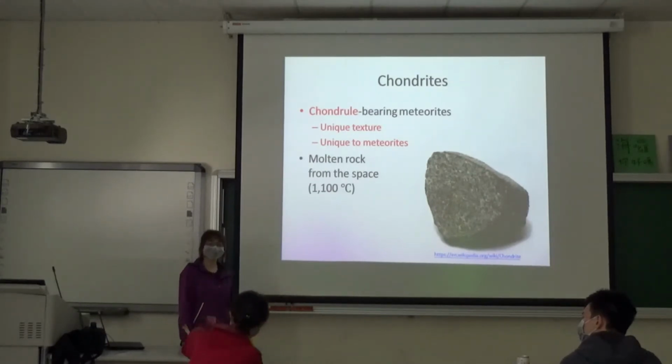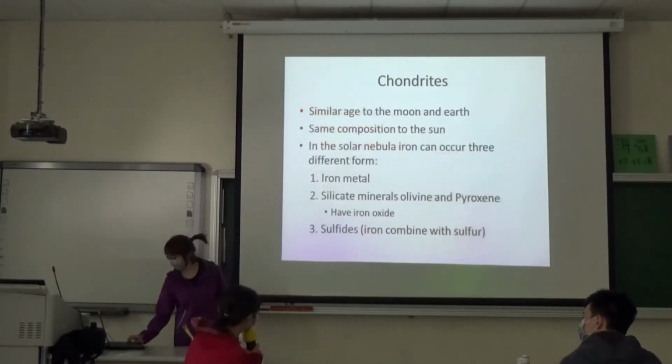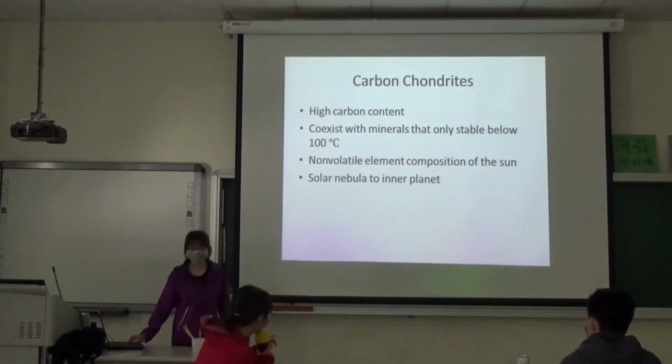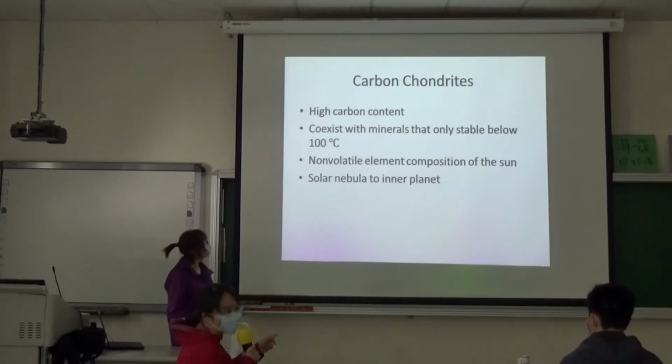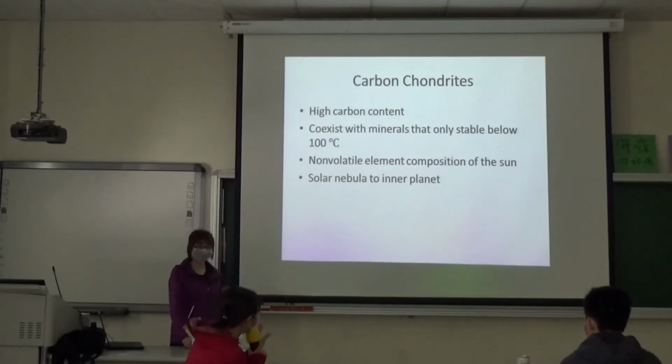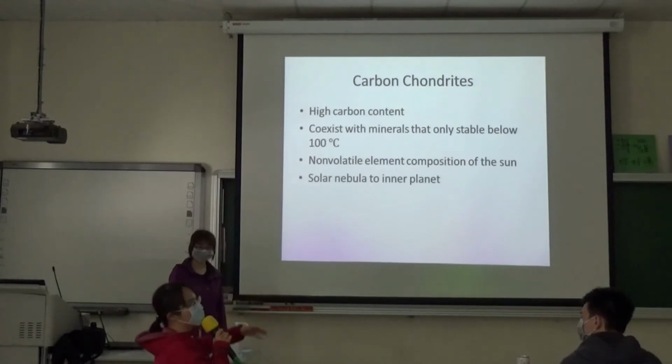But the carbonaceous chondrite, can you go to the carbonaceous chondrite? They have minerals that are stable at low temperature, so they were formed, or accumulated material, also at the low temperature zone of the solar nebula, like the outer nebula.